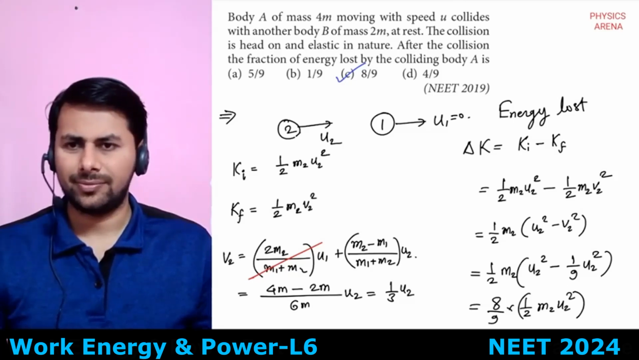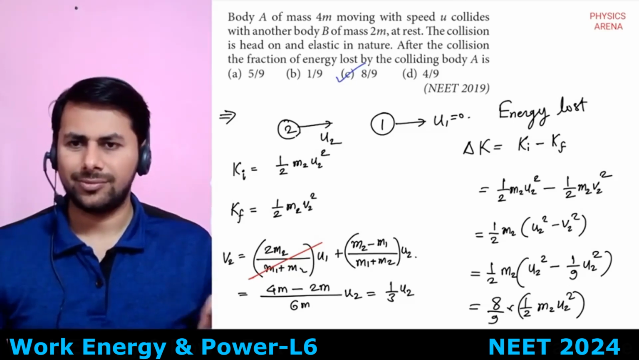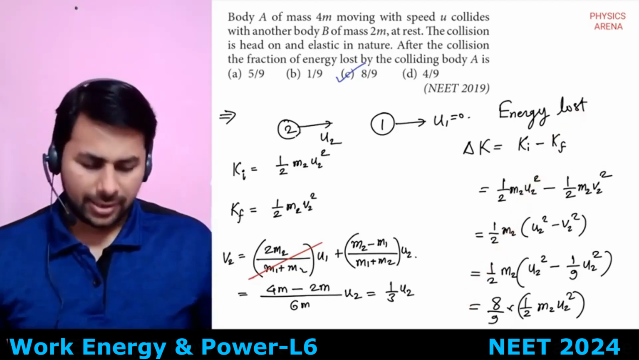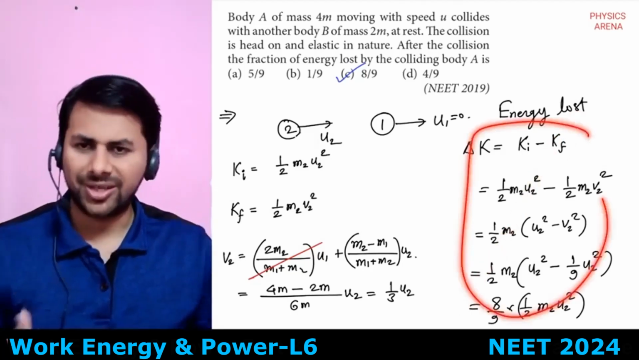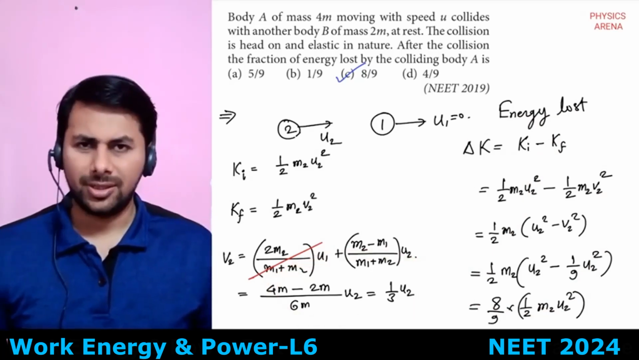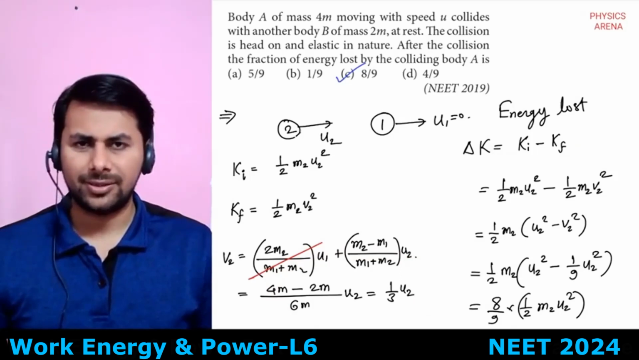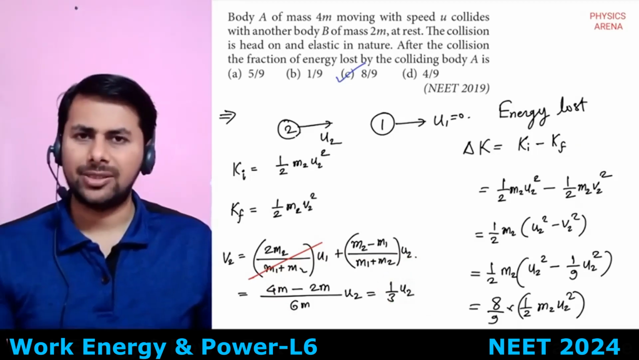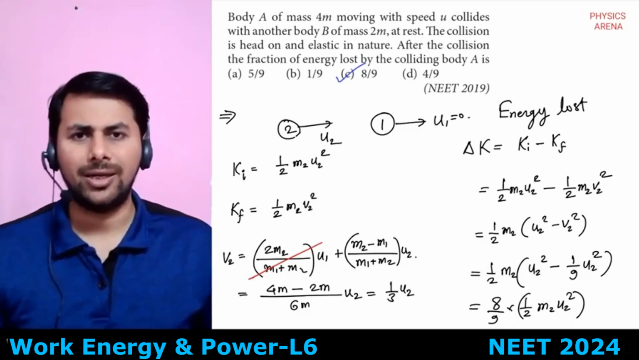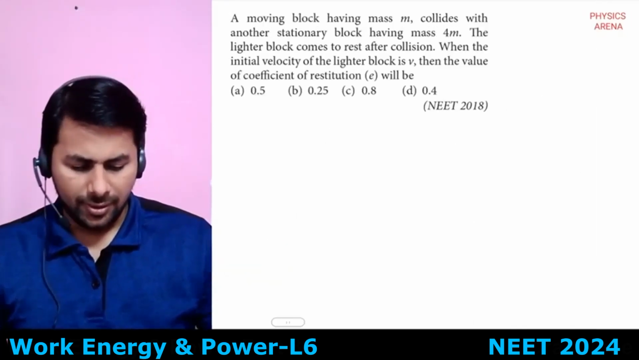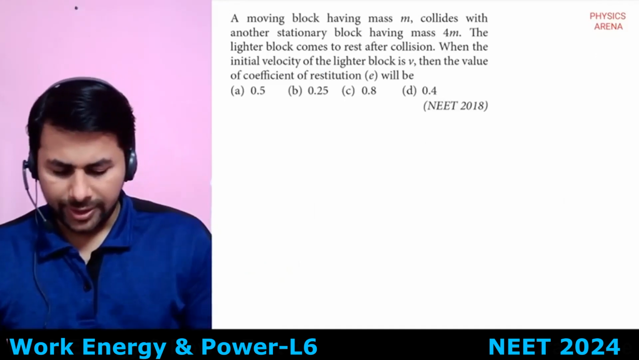So don't go into this. This thing I have to do because I'm explaining it to you. But just find out the final velocity, then just find out the final energy. So if final energy is 1 by 9, that means it is lost by the factor of 8 by 9. All right. Let's move on to the next one.